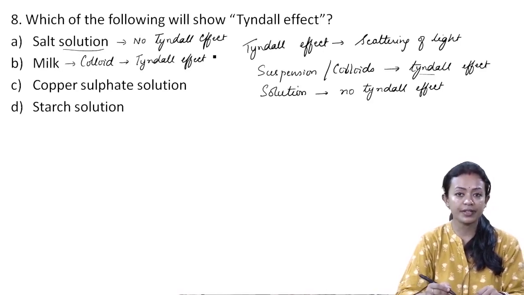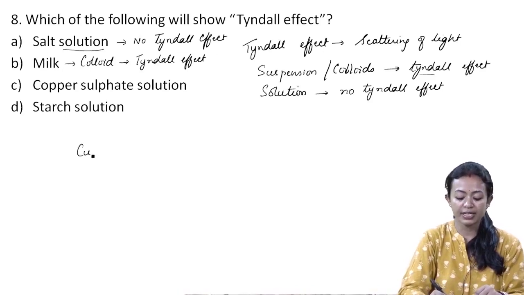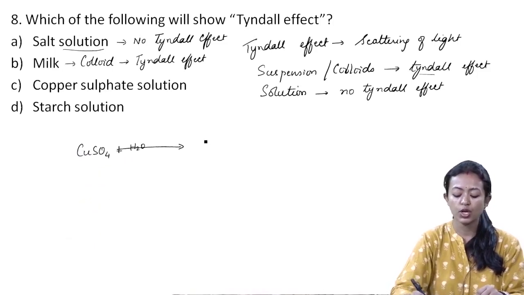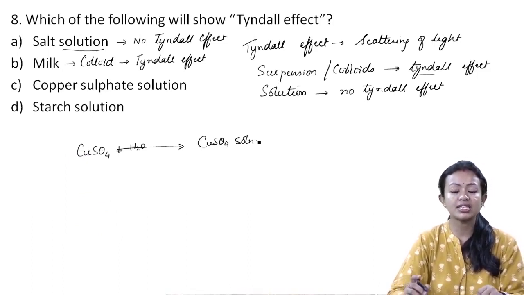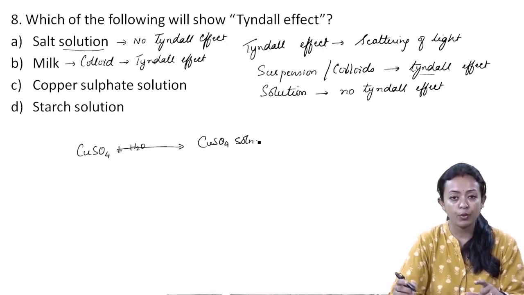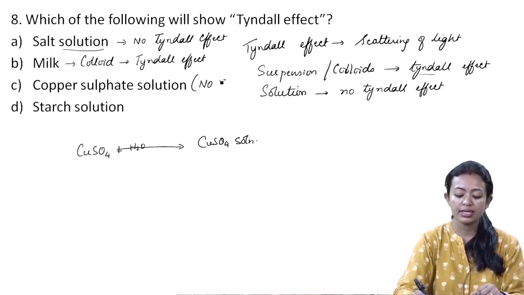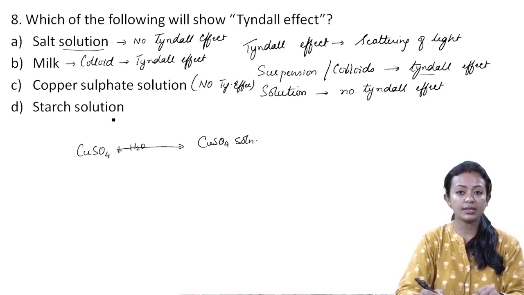What about copper sulfate solution? Copper sulfate is a salt that readily dissolves in water to form copper sulfate solution. Now, this solution is clear. And when you pass the light, there will be no scattering of light because it is a solution and thus no Tyndall effect. What about starch solution?